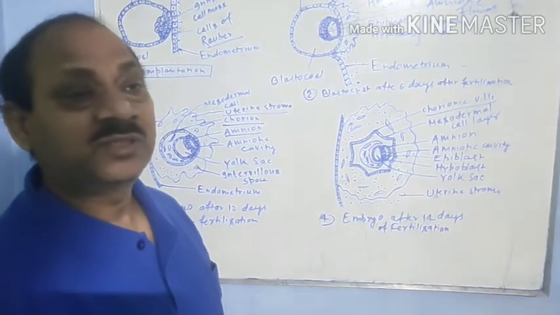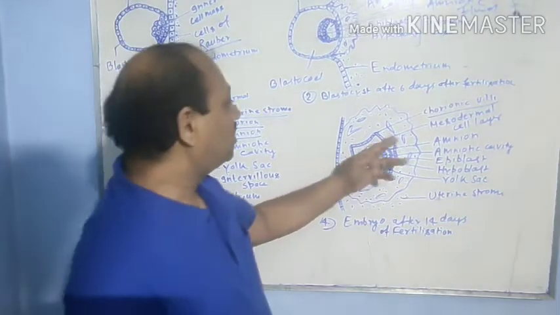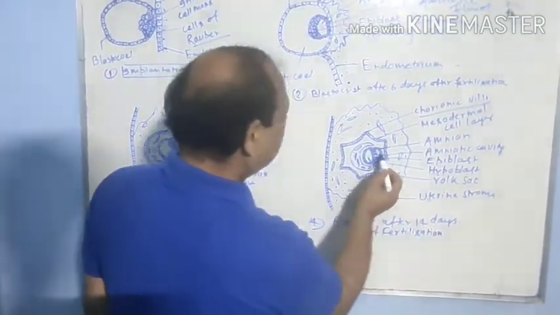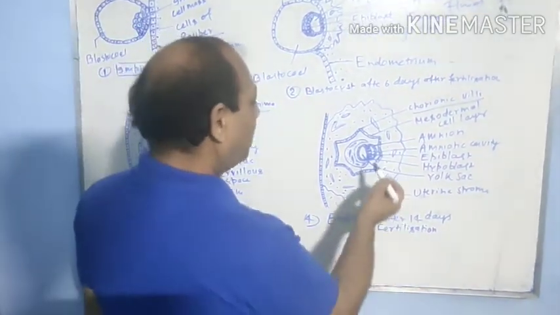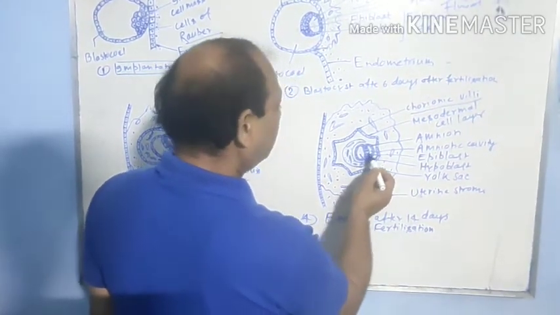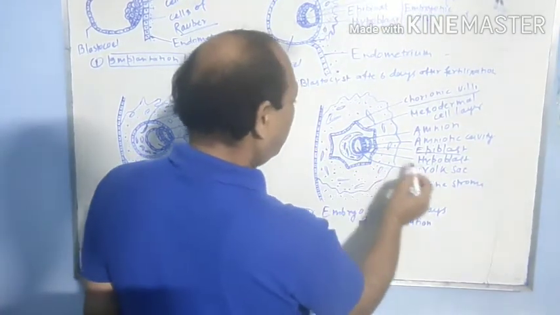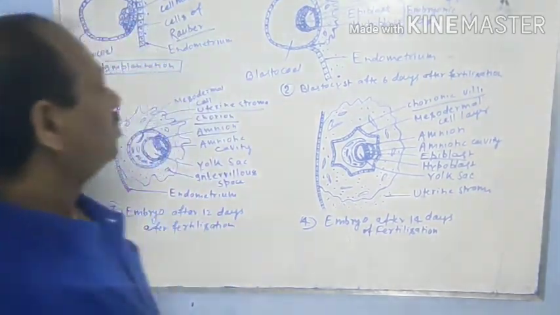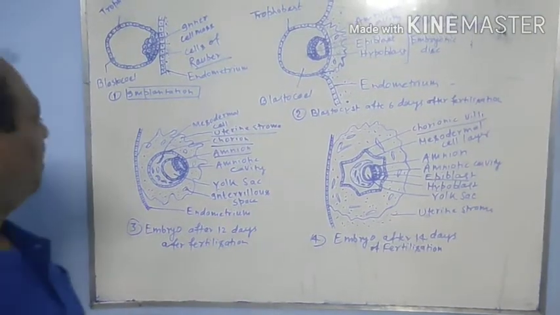The placenta is a vascular connection between mother tissue and the developing embryo. This is the chorionic villi. This is the mesodermal cell. This layer is the amnion, which has been discussed previously, and this is the amniotic cavity. This layer of larger cells is known as the epiblast, and below it the hypoblast. This is the yolk sac. These are the stages of embryonic development.